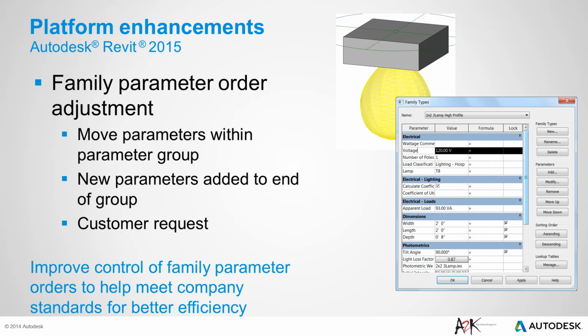By default, new family parameters are now added in ascending alphabetical order to the parameter list within the group that you selected when creating the parameter. When creating or modifying a family, you can now control the order of the family parameters in the Family Types dialog. Use the Sorting Order buttons to modify the order by selecting a parameter, and use the Move Up and Move Down buttons to change the order of the parameters within a group. The parameter order is maintained when it's loaded into a project.